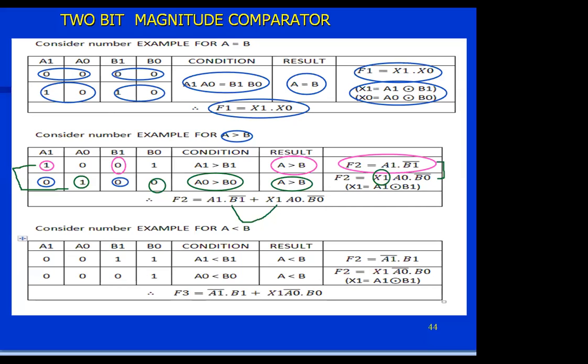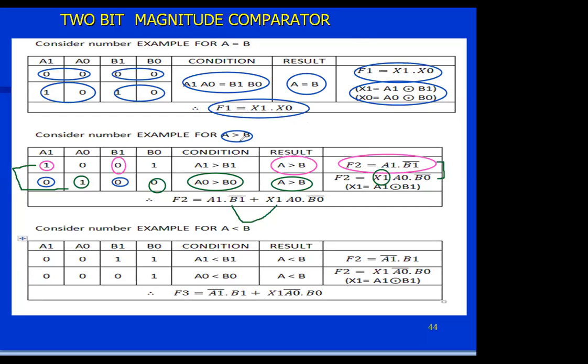Two conditions I will discuss: a equal to b, and a greater than b. For a equal to b, the MSB bits a1 and b1 must be equal, and if the LSB bits a0 and b0 are equal, we can call it the equality condition. f1 equals x1 into x0, where x1 is nothing but a1 exclusive NOR b1, and x0 is nothing but a0 exclusive NOR b0.